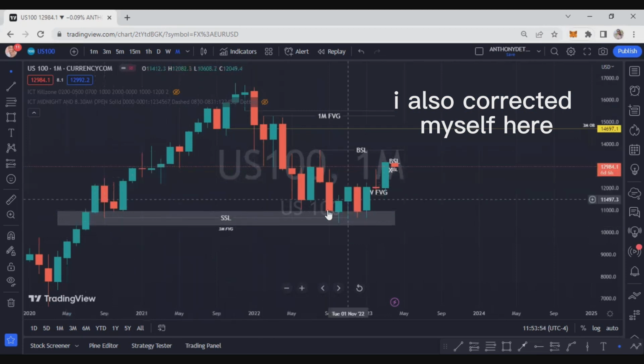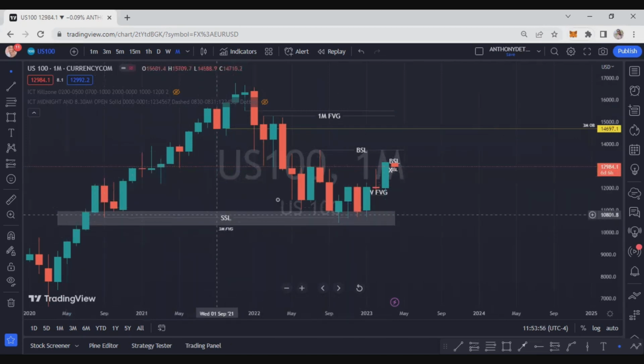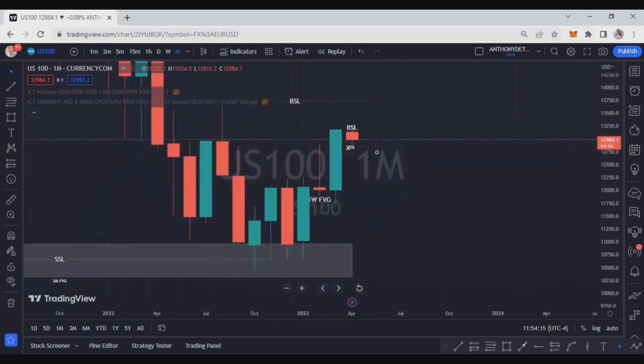Price took out a swing low here as sell side liquidity, created another swing low here, and the next thing I will be expecting price to do is to fill this FVG here, this 1 month FVG. Once price drops into it, then possibly take out this buy side liquidity, which is where the price is moving next. Then after that, the previous candle here created what is known as the ICT reversal template, classic reversal template.